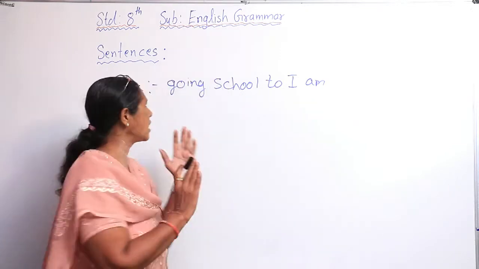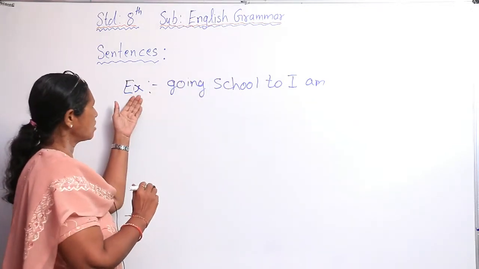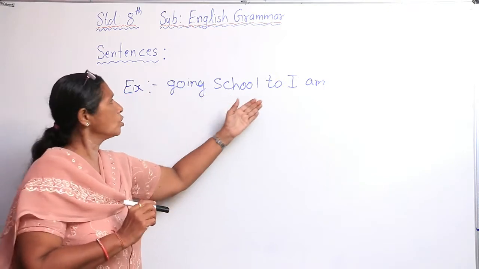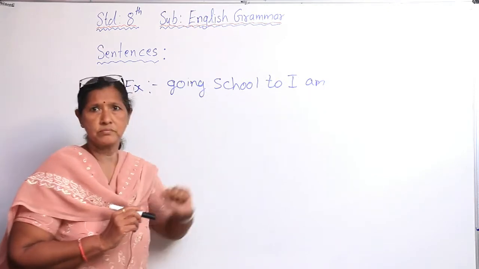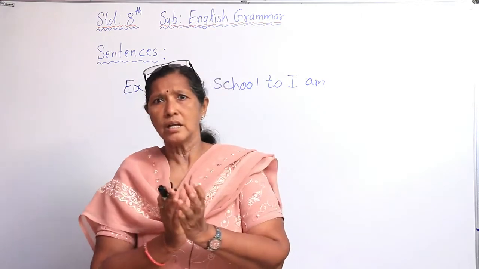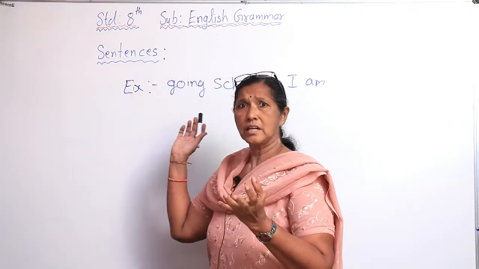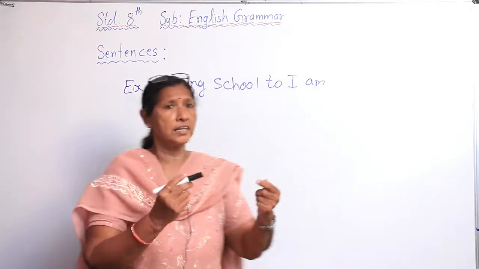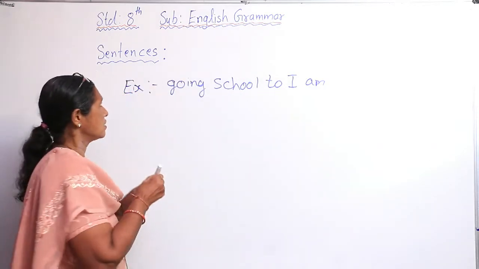The example is, here I am writing: going, school, to, I, am. Now what are these words? They are jumbled words. There is no meaning in this. Now I will write it correctly. Then also you just see.